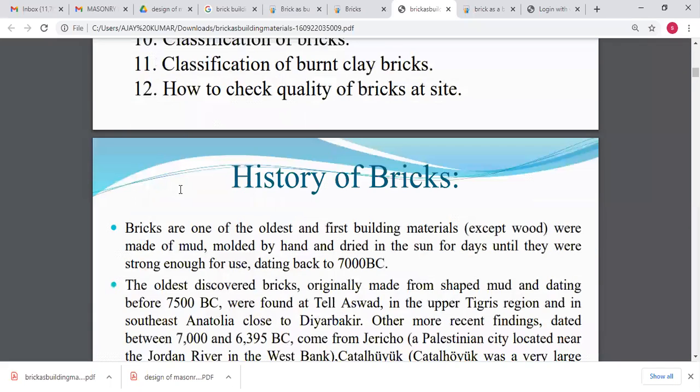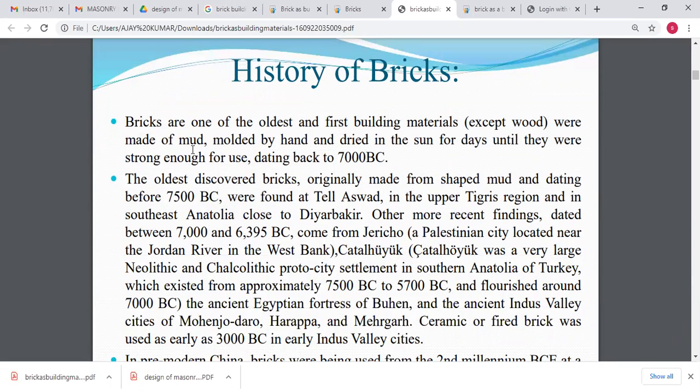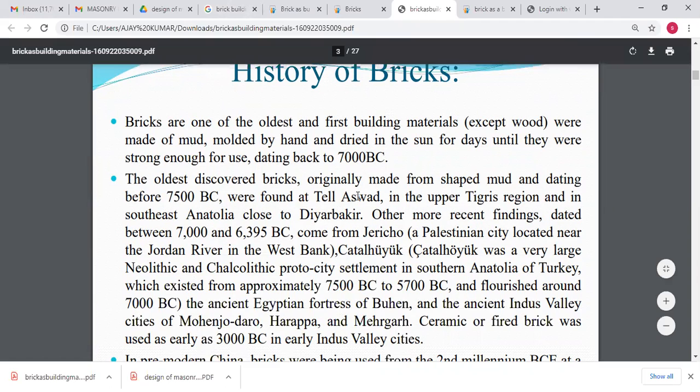So first one, history of bricks. What do you mean by history of bricks? Bricks are one of the oldest building materials. As we expect in the world, the bricks were made up of mud molded by hand and oven dried. Around 700 BC, the bricks were invented. The oldest discovered bricks, originally made from shaped mud and dating to 7500 BC, were from the upper Tigris region and in southeast Anatolia, close nearby. Other more recent findings are dated between 7000 and 6395.